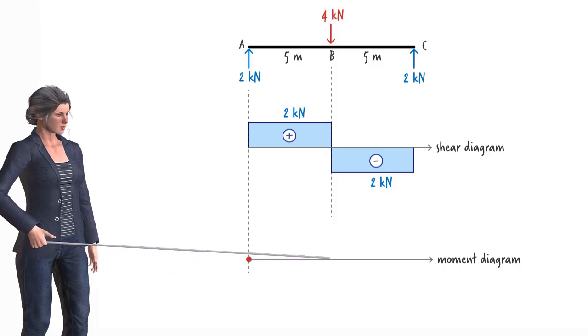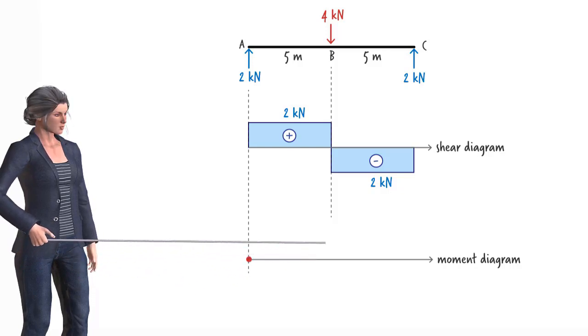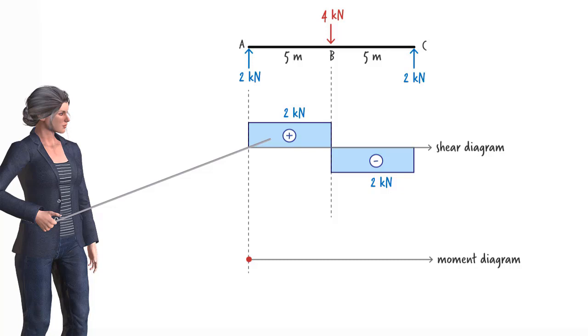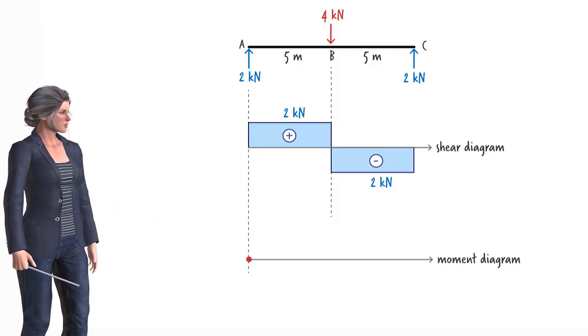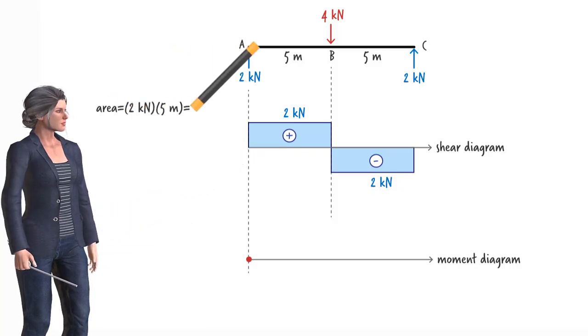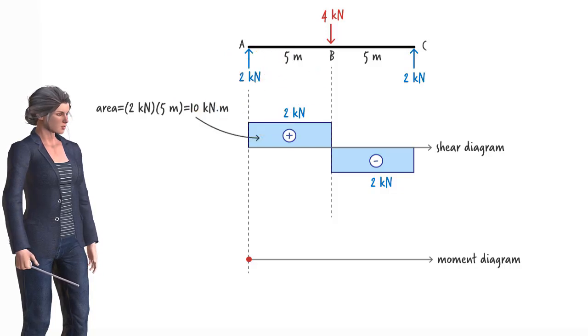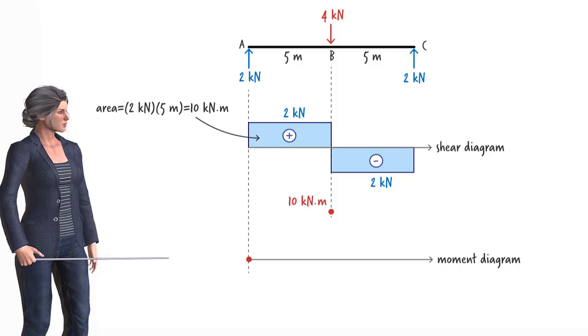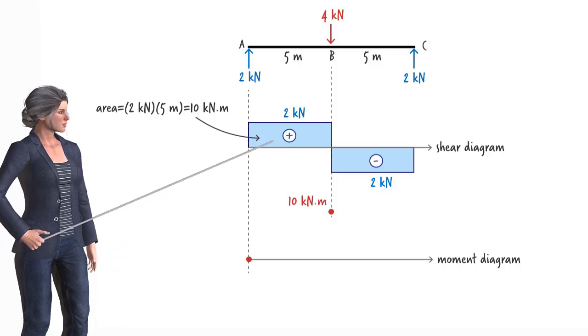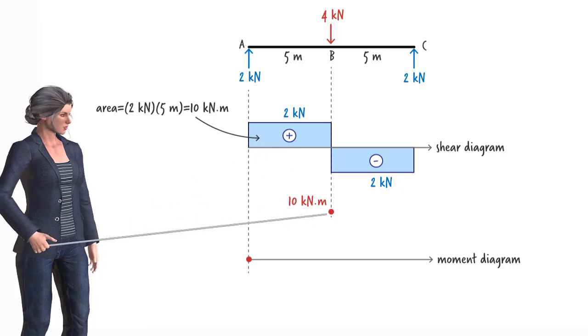Bending moment at B can be determined by adding the area under the shear diagram between A and B to the moment at A. This area is 10 kilonewton meters. Since the moment at A is 0, we get 10 kilonewton meters for the moment value at B. Please keep in mind that the sign associated with each segment of the shear diagram matters. Shear in segment AB is positive. Therefore, we end up with a positive area under the shear diagram, which results in a positive moment value at B.